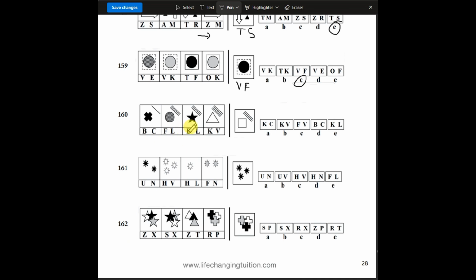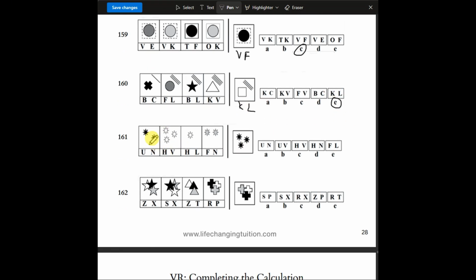Question 160. You've got B and B, which seem to mean black shape, so K would mean white shape. And then L and L seems to mean 3 lines. This has got an L, so KL, option E. Question 161. Once again, you've got 2 H's here, which seems to indicate white sun. U would mean black sun. And then N and N seems to mean 2 suns, whereas V would mean 3 suns. So U, V, option B.